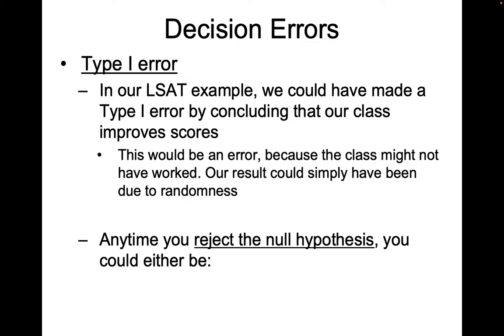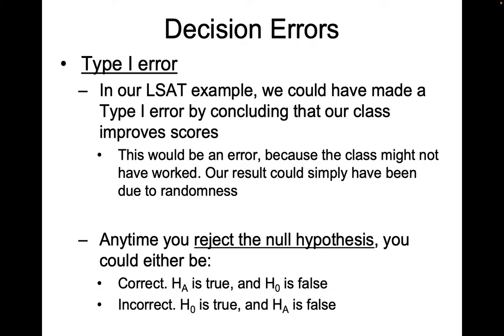In fact, anytime we reject the null hypothesis, we could either be correct, that is, our research hypothesis is true and the null hypothesis is false, but we have to acknowledge we could also be incorrect. That is, the null hypothesis is actually true. There's no effect. There's no effect of our class, no effect of our treatment, no effect of our intervention. All right? And therefore, our research hypothesis is actually false.